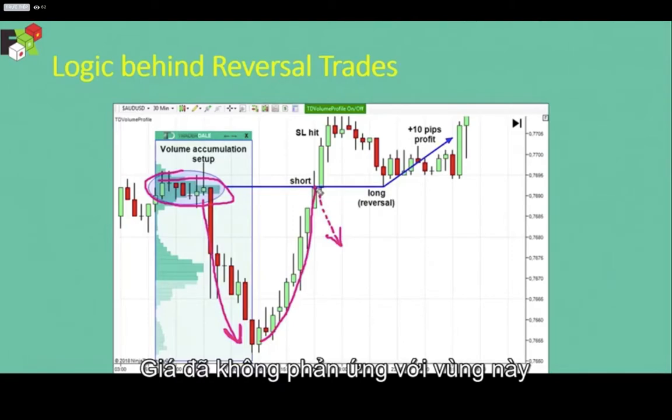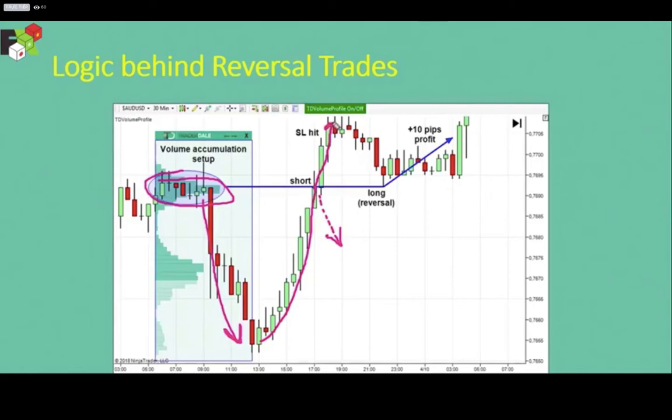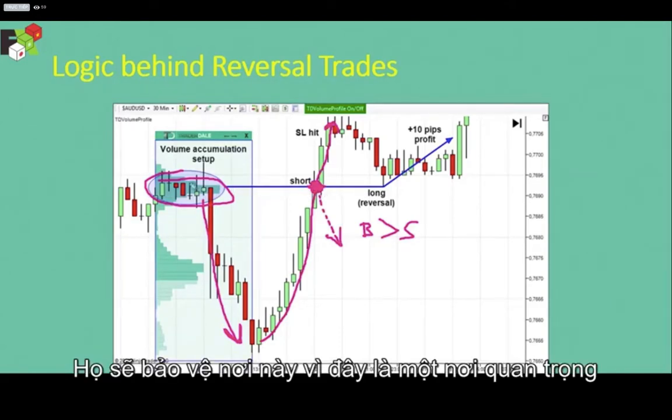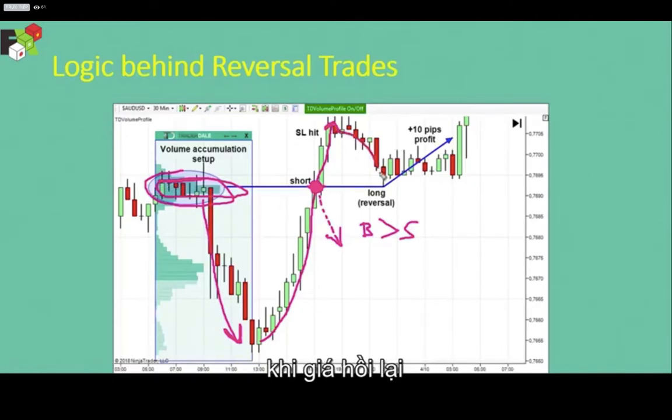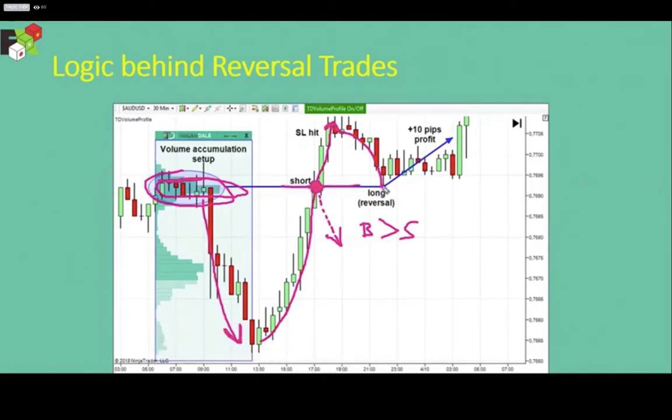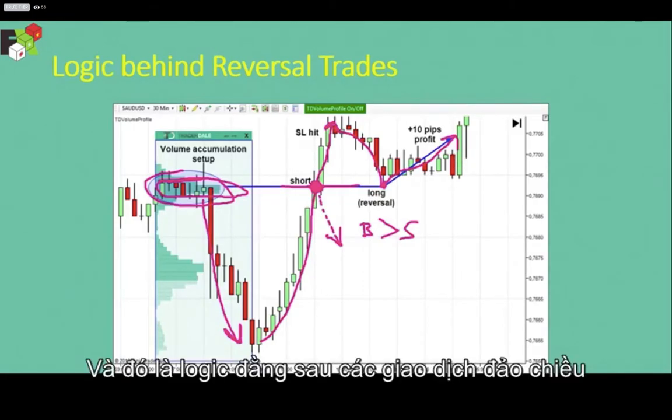But in this case, the price didn't really respect this level and it went past it. What it means is that buyers are really strong, that at this place they fought against those strong sellers and they won. Which means that in this place, buyers won. Buyers are stronger than sellers. And the buyers who won the battle at this area will be defending this place, because this is a significant place, you can tell if you look at the volume profile. So when the price makes it back, those buyers won't let the price go below this point. They know that this is a significant place, so they'll push again and they'll defend this area, this price level, and they'll push the price upwards. And that's the logic behind reversal trades.